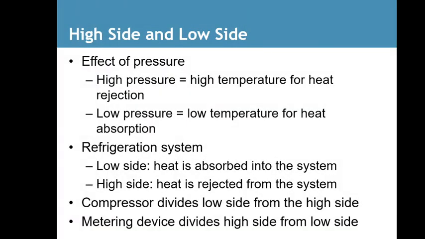High side, low side. High side pressure equals high temperatures for heat rejection. Low pressure equals low temperature for heat absorption. On the low side, heat is absorbed into the system. On the high side, heat is rejected from the system. The compressor divides the low side from the high side, and the metering device divides the high side from the low side. These have been on test questions in the past for you, and they might be there again in your final.